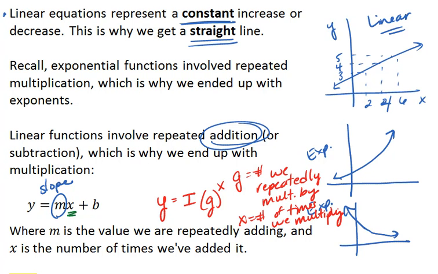So we see some similarities between the two. In both of them, x represents how many times we go through the repeated action, but in the linear, m is the value we repeatedly add by, and in the exponential, g is the number we repeatedly multiply by.